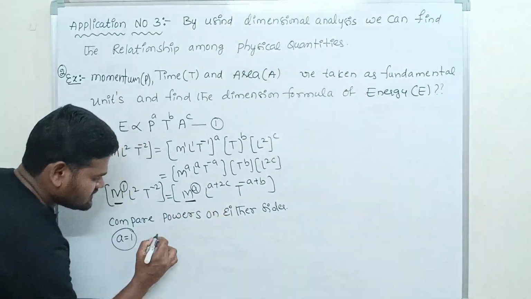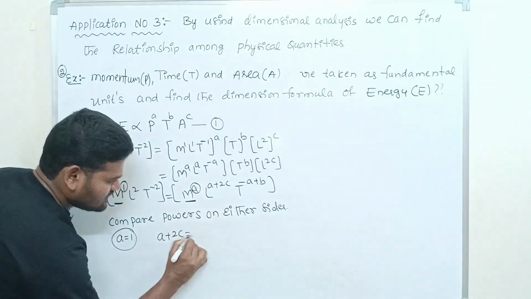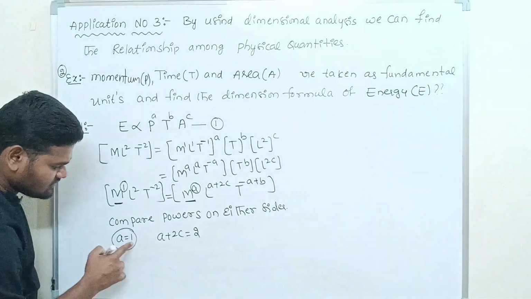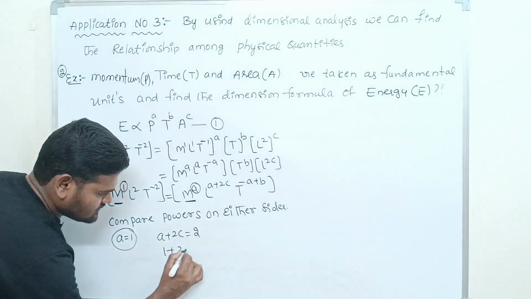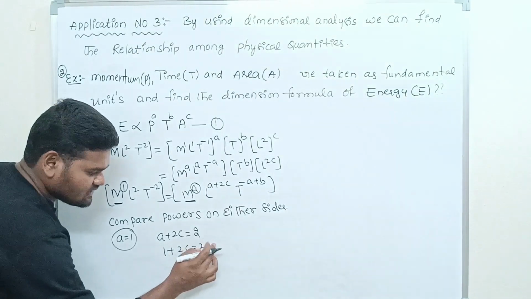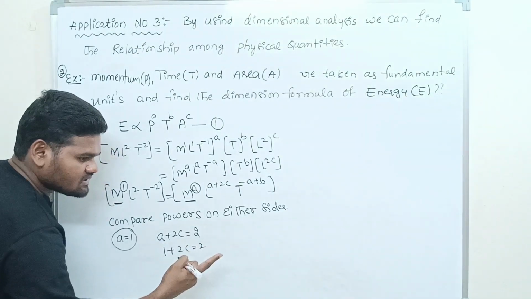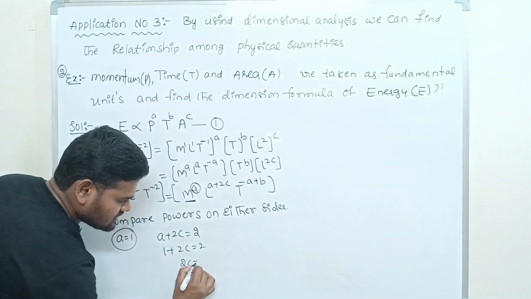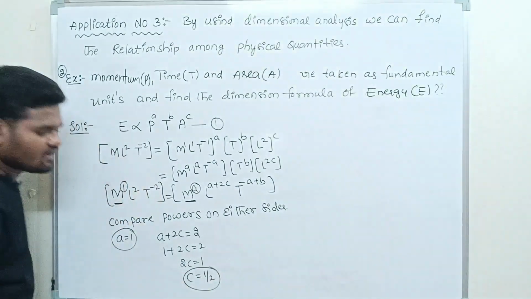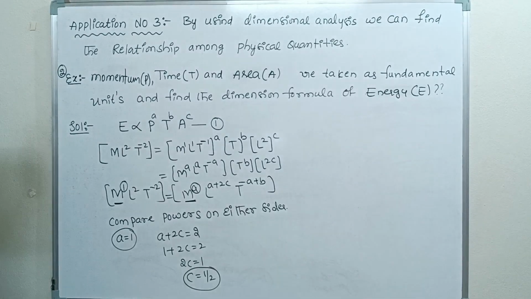So L power a plus 2c is there, which is equal to L power 2. So we can write a, that is 1 plus 2c is equal to 2. If 1 comes to this side, 2 minus 1. 2 minus 1 value is how much? 1. So 2c is equal to 1 and c is equal to what? 1 by 2. We got c is equal to 1 by 2.